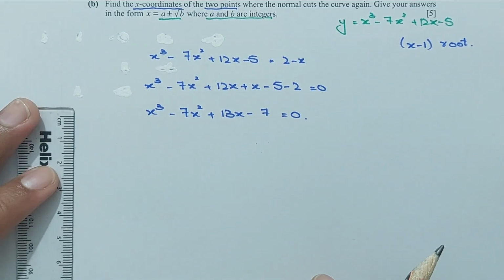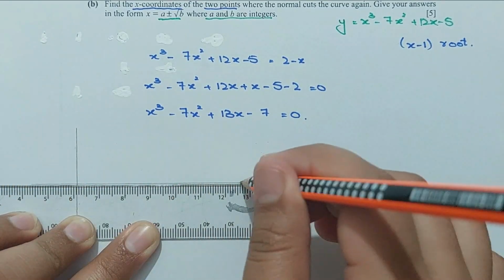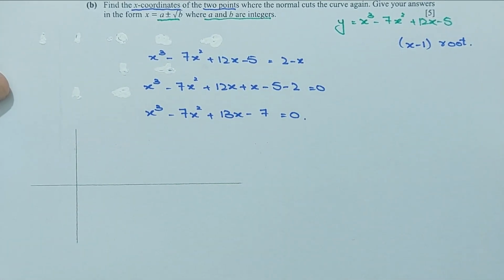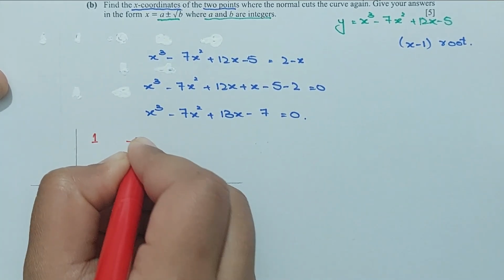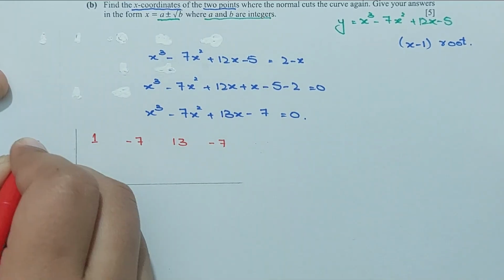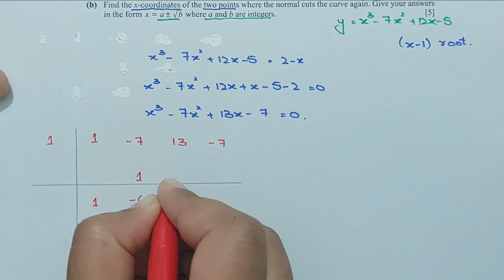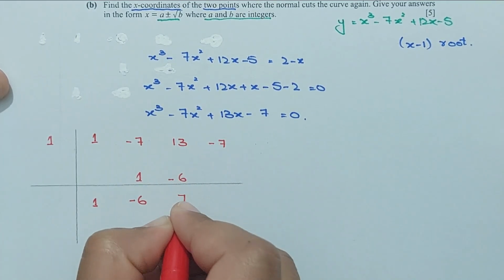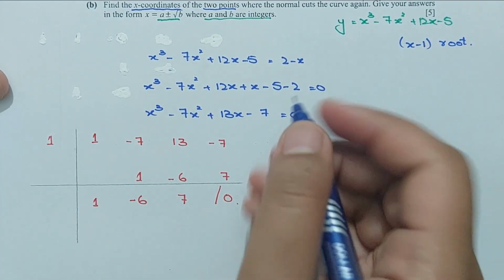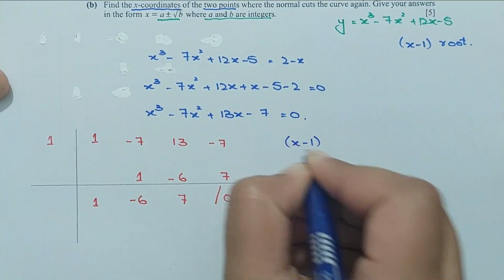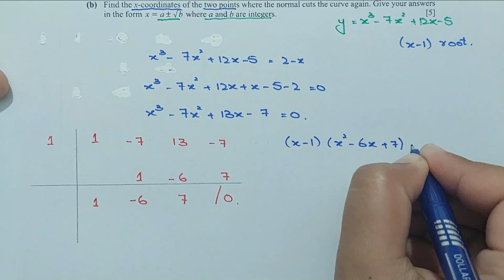So applying the method of synthetic division, the x cubed coefficients are 1, then -7, then 13, and then -7. 1 is the root. Bring the 1 down. 1 times 1 is 1. We have -6. 13 take away -6 is 7. 1 times 7 is 7 and we have 0 over here, right? So the first factor is x minus 1 and the other is x squared minus 6x plus 7. This is equal to 0.